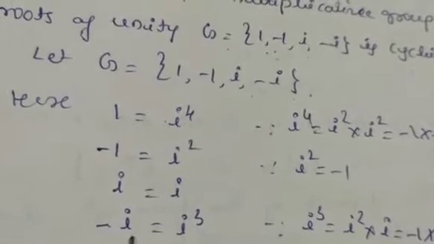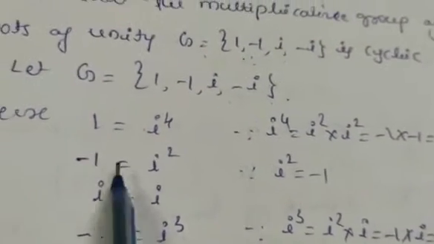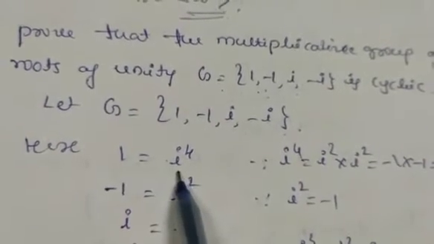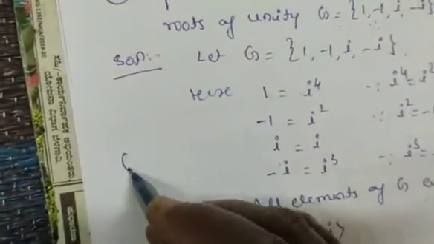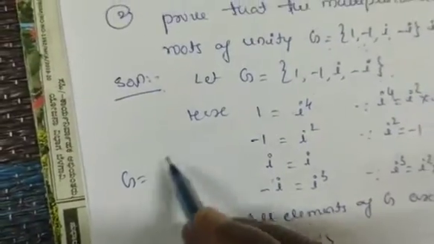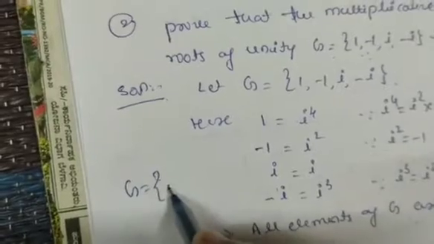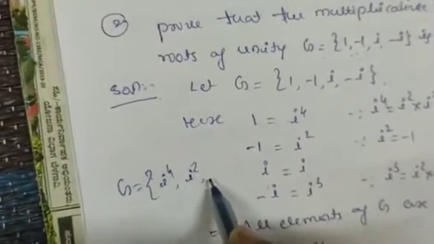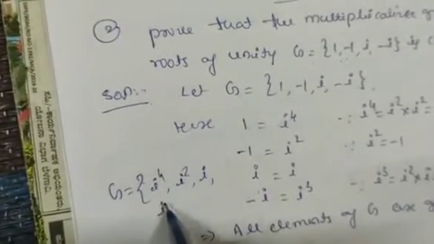This minus i is nothing but i cube, because you know i cube is equal to minus i. So all the elements of this G are in terms of powers of i. So what we can say here is that G is equal to {1, minus 1, i, minus i}. Here 1 is nothing but i raised to 4, minus 1 is i square, and i is i only, and minus i is i cube.